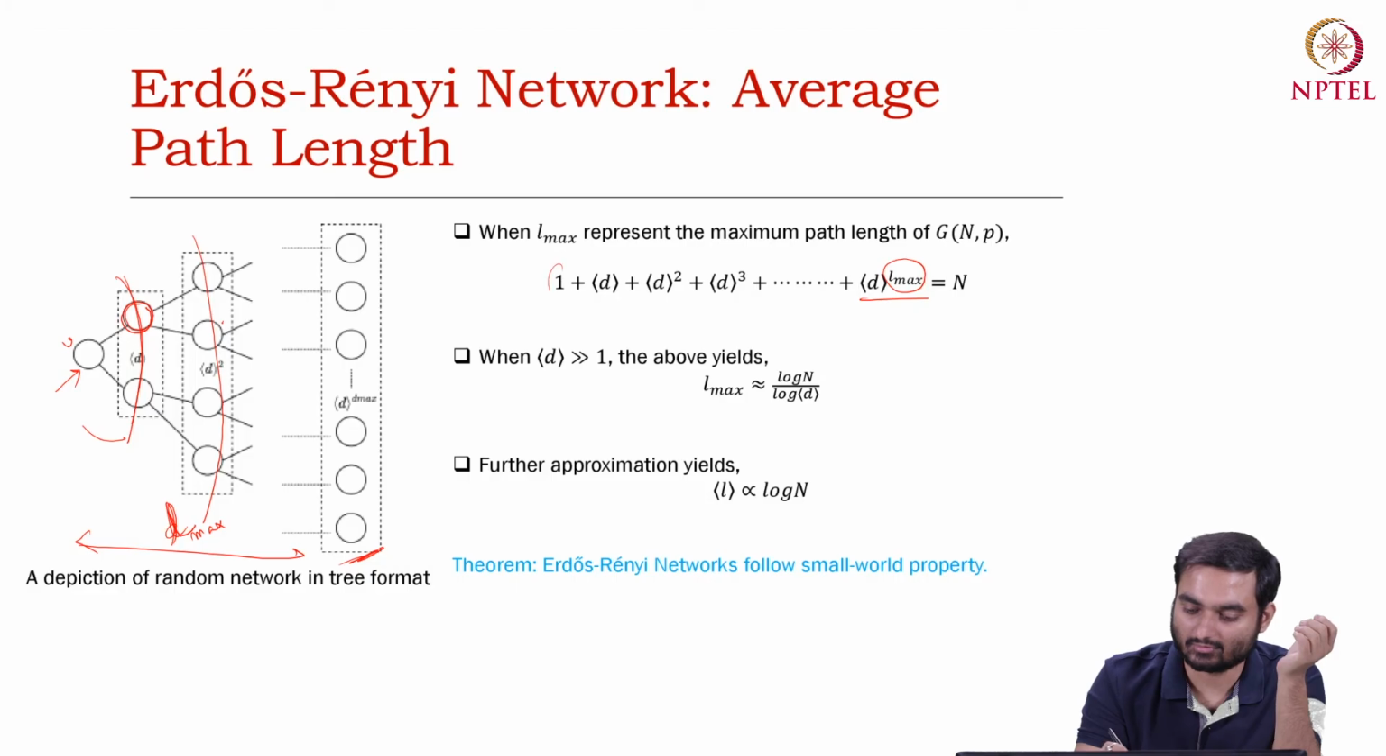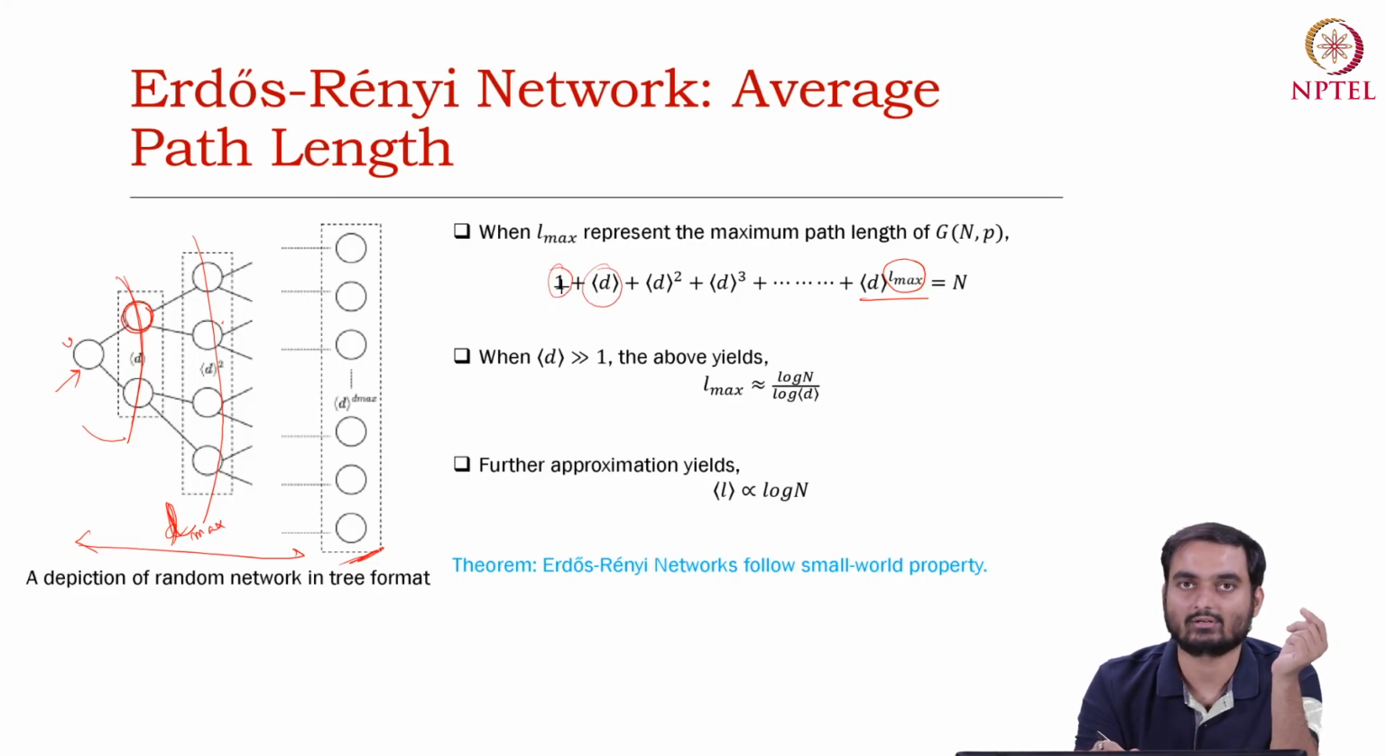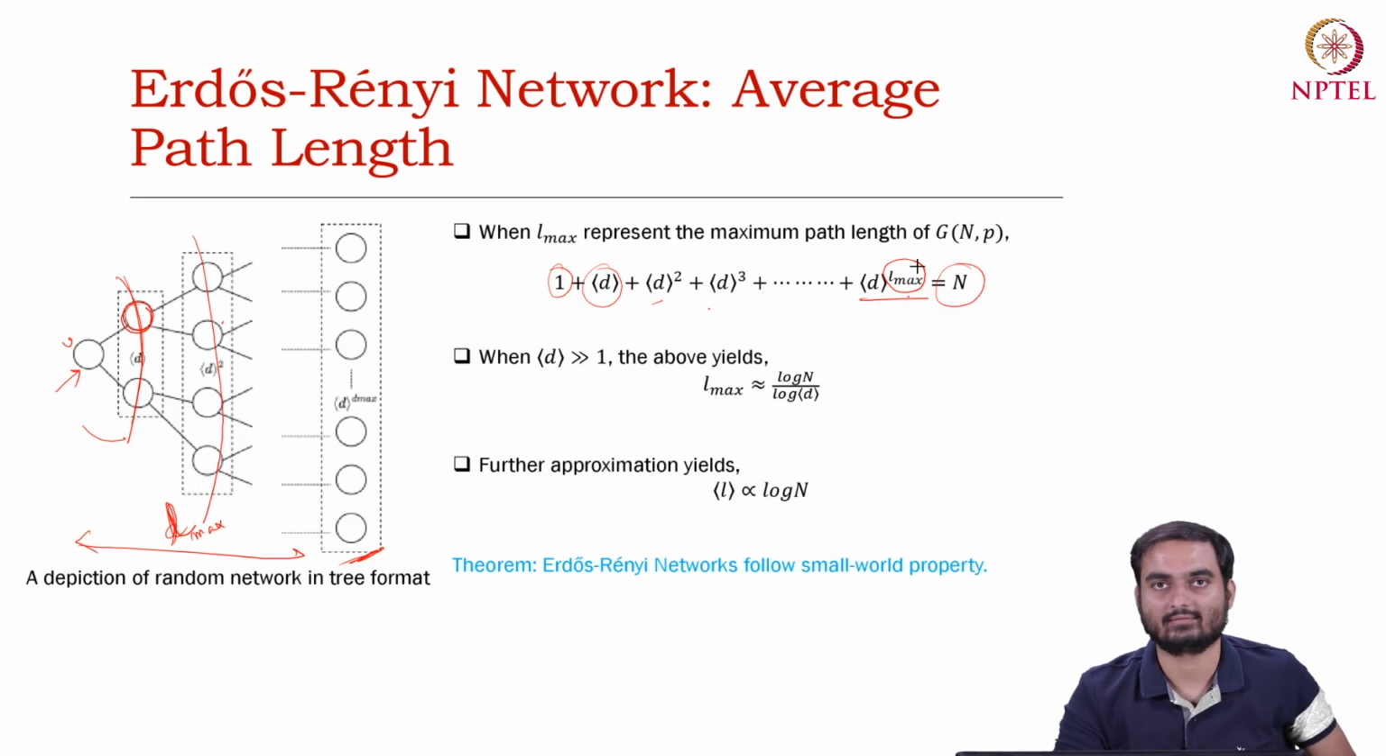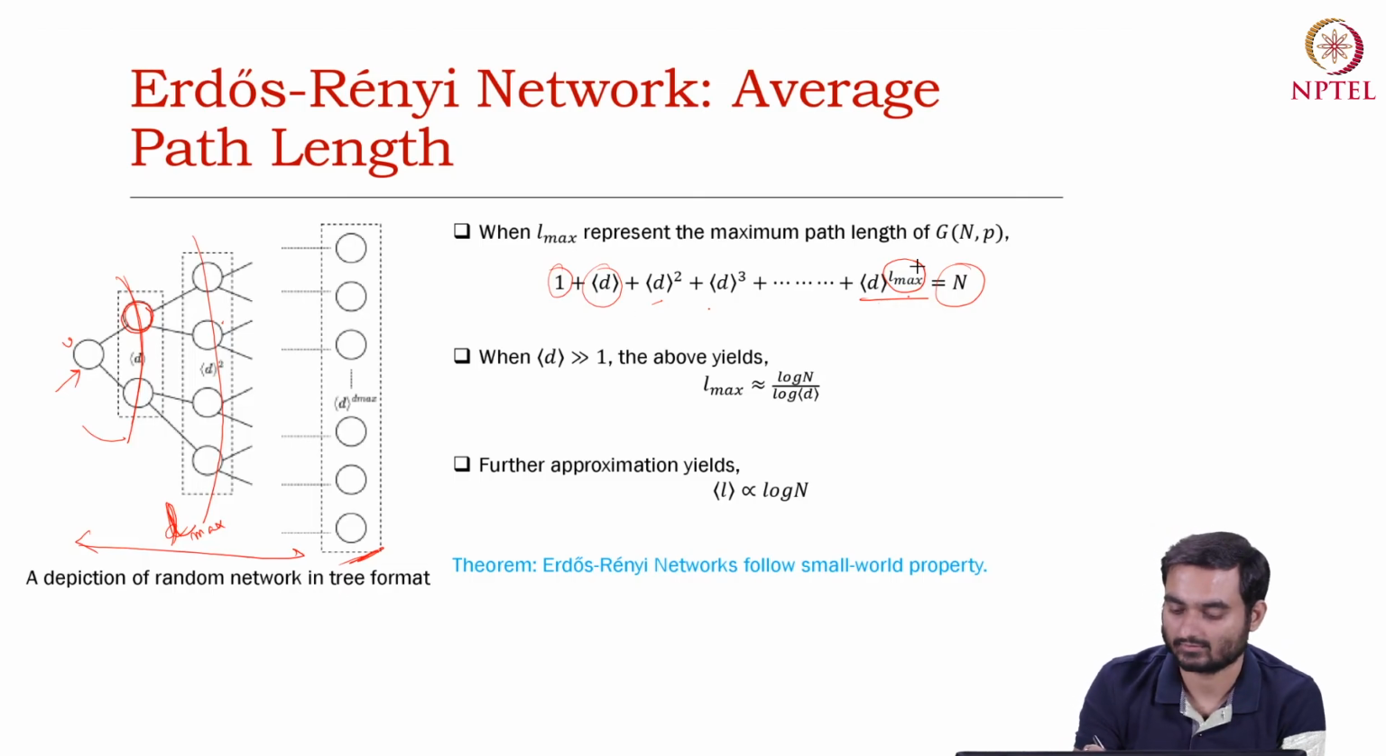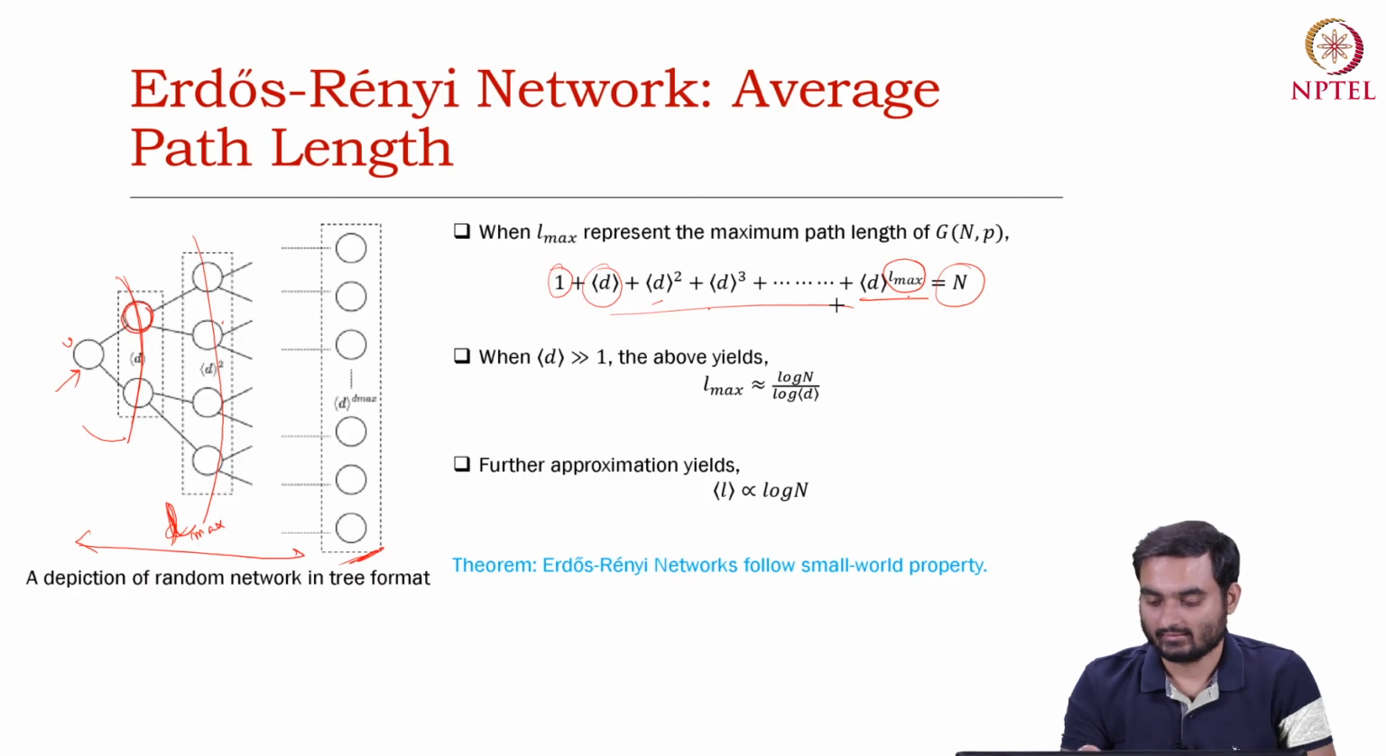So we have one node in the 0th hop. In the first hop we have ⟨d⟩ number of nodes. In the second hop we have ⟨d⟩ squared number of nodes. In the last hop we have ⟨d⟩ to the power L max number of nodes, and that is the total number of nodes. Okay, so this is basically a geometric series.